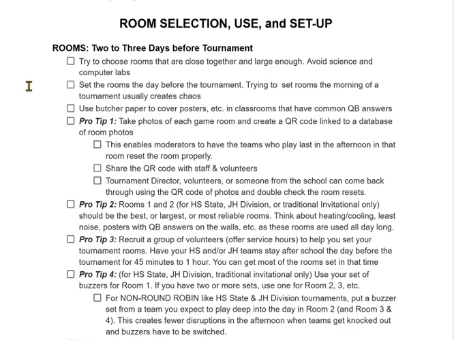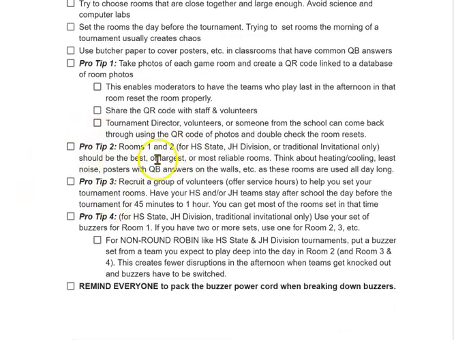Pro tip 2, think about your room placement for rooms 1 and 2. Now, this is for high school, state, junior high, divisional, traditional, invitational. You won't need this for conference, because all the rooms are going to be played in all the time. But those rooms 1 and 2 in those other tournaments are important because you're going to be in there all day long. And so you want to have the best rooms. You want the biggest rooms, the best heating and cooling, least noise. Think about those rooms with lots of posters on the wall you're going to have to cover up. But it's really about that heating and cooling, having comfortable rooms with plenty of space as you get down to your championship games toward the end of the day.